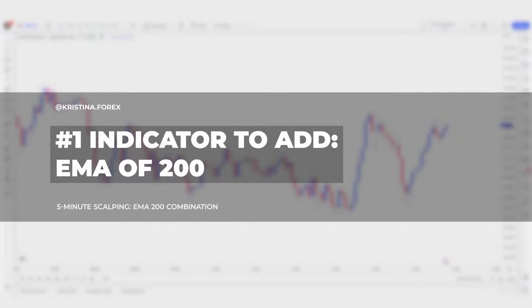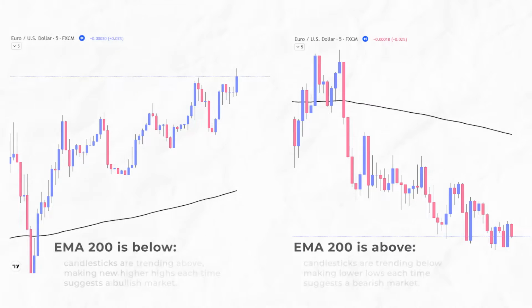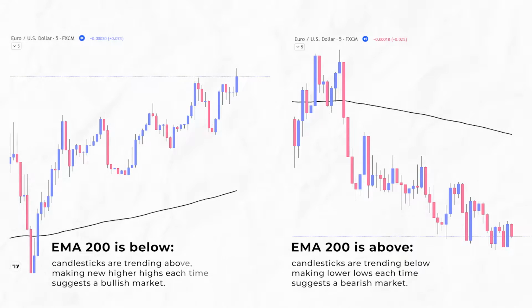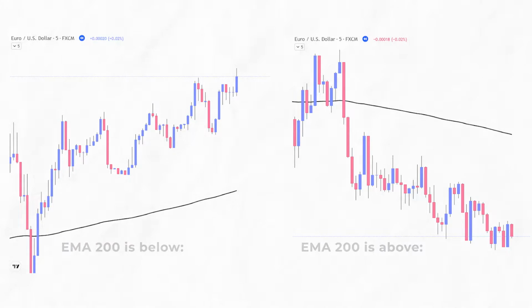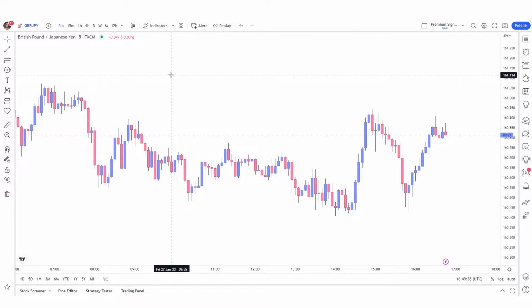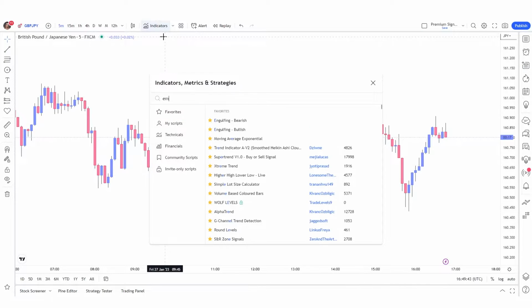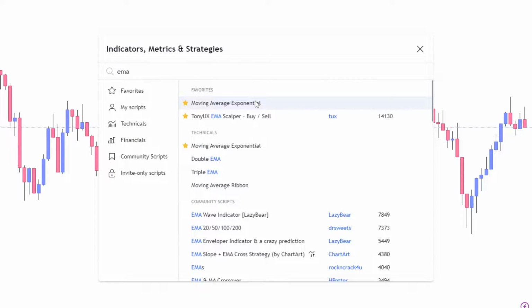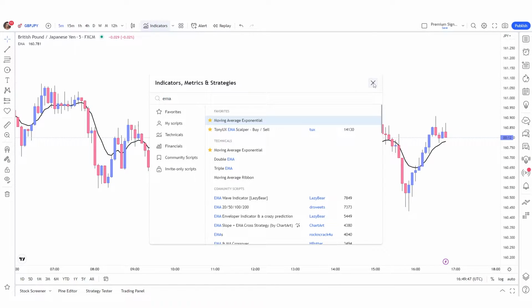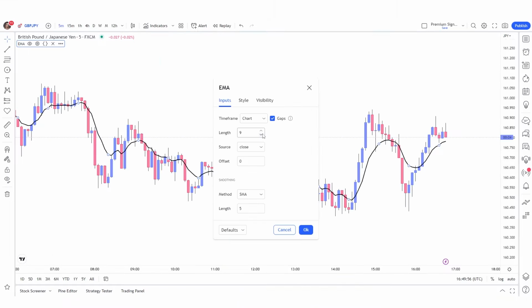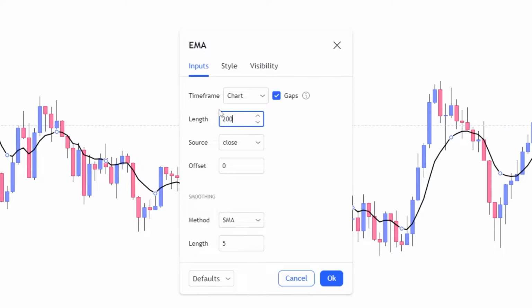The first indicator we are going to use is the exponential moving average of 200, our trusty companion that helps us navigate the market. It is a great tool to use as a trend direction indicator, so we will be taking full advantage of it. To add it to your charts, it's easy as 1, 2, 3. Simply head to the indicator section, type EMA and choose this one over here, click it and add it to your chart. Head over to the settings and change the default value to 200.